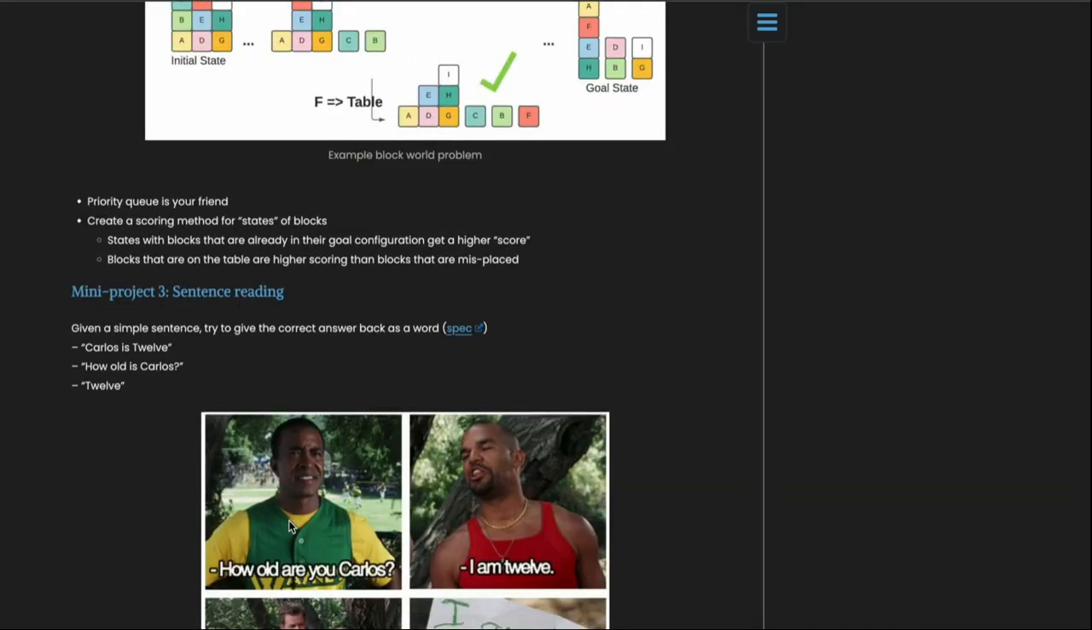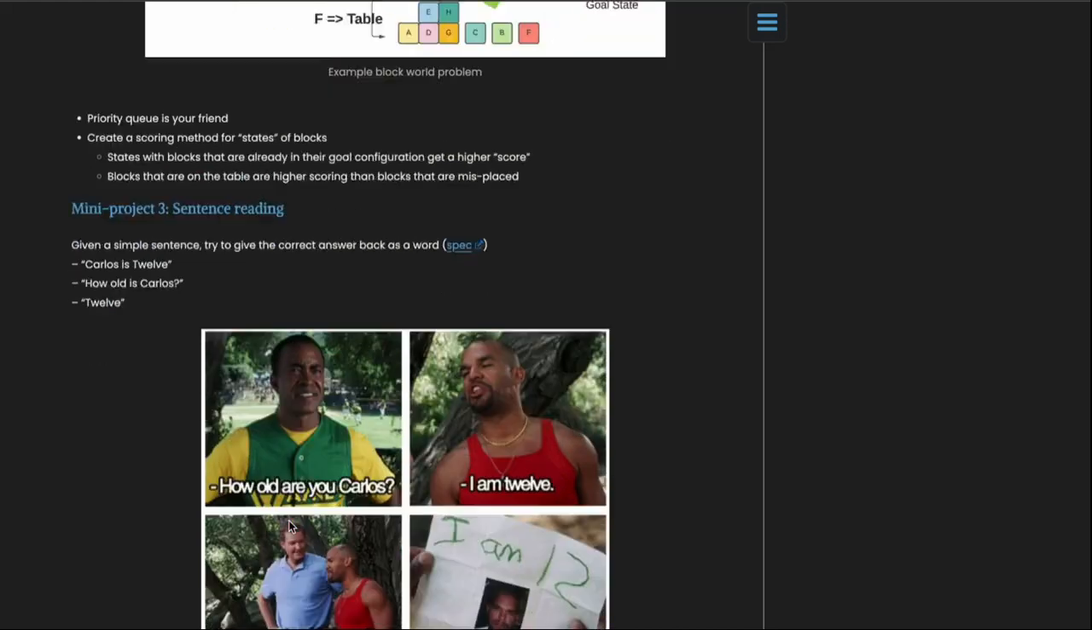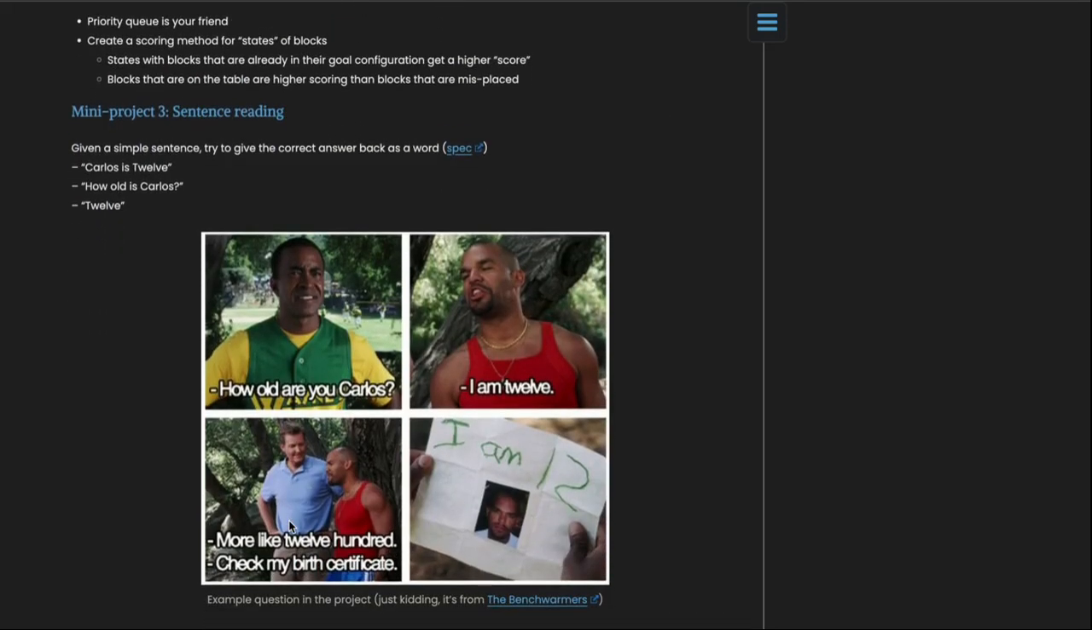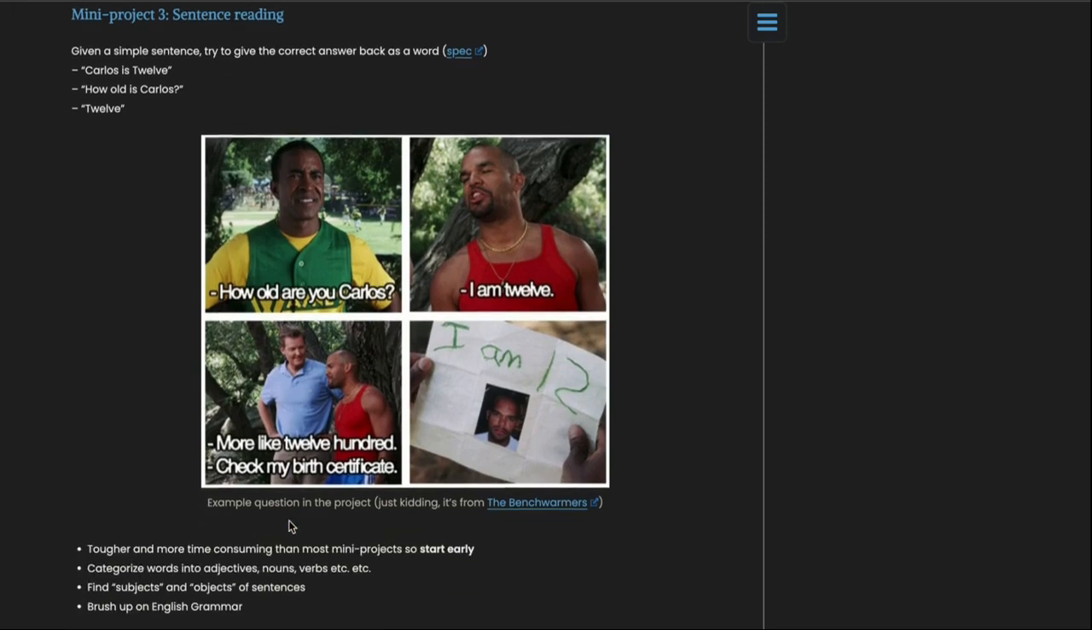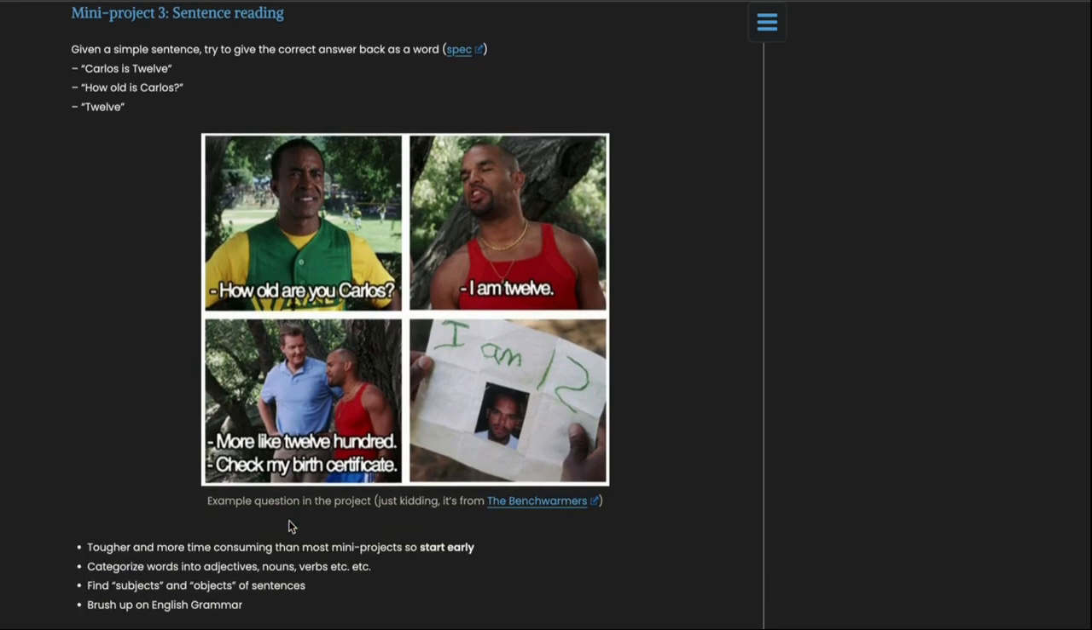Mini project 3 is sentence reading. So you get some simple sentences in English, and you're supposed to provide the right answer in English. It can be a little tricky because there's just a ton of different questions that you could get asked. But my advice is split up the words into categories like adjectives, nouns, verbs, and that way it's a lot easier to figure out what the answer might be to a question.